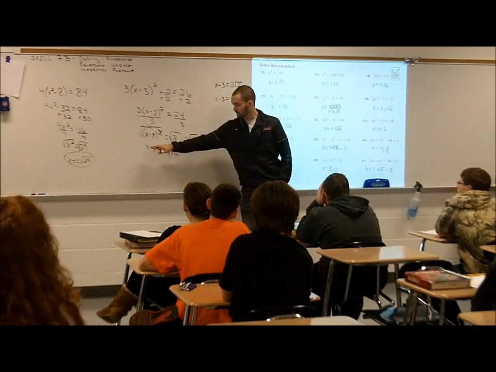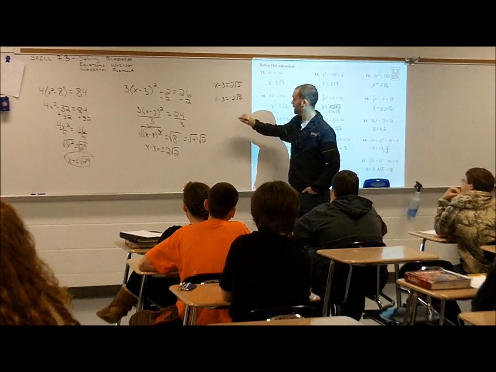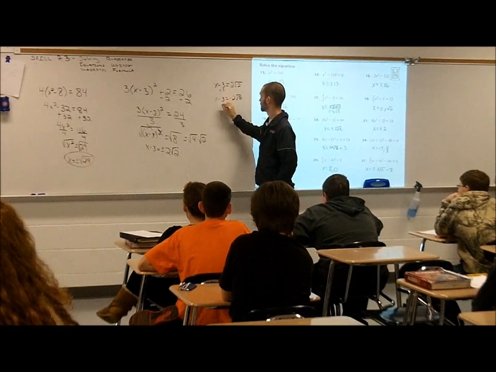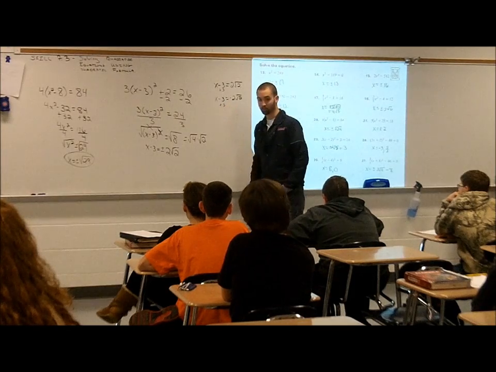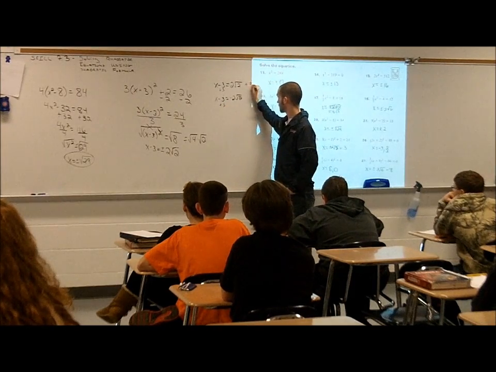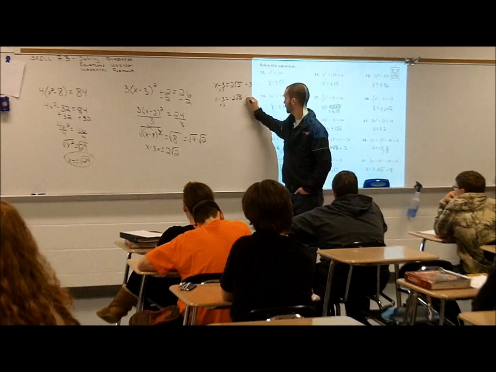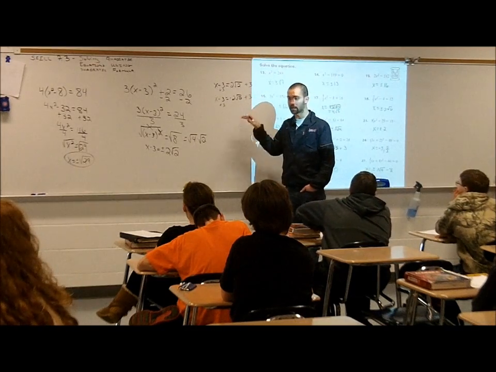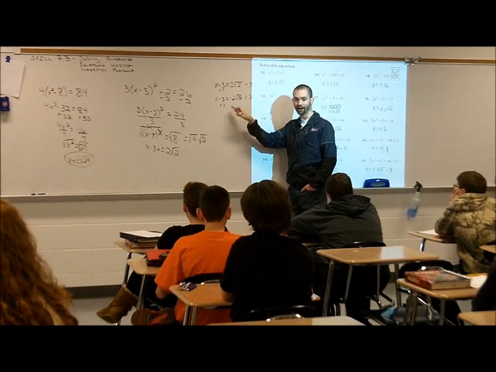But we're not done quite yet. We still have to do what? Add 3 to both sides. So how do you do that though? Well, they're not like terms, so add 3. Add 3. Right? Because we can't combine these because they're not like radicals.